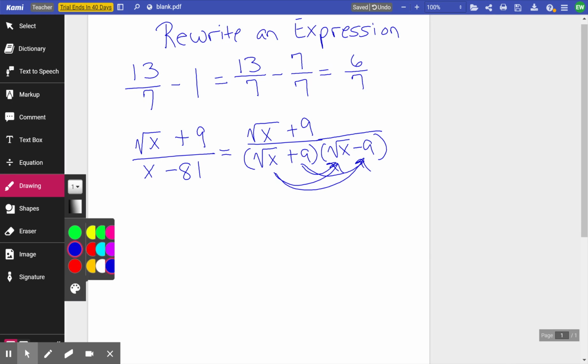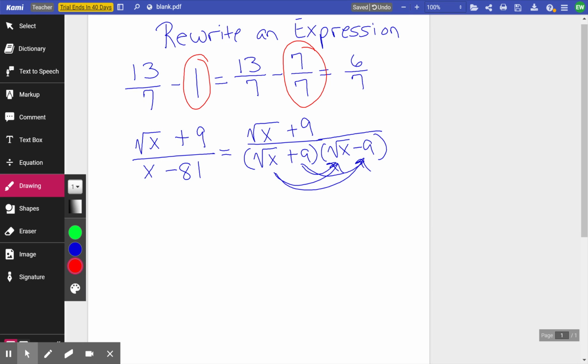So it's not like we're doing tricks here or some kind of magic. What we've basically done in this denominator is the same thing we did with the number 1. We rewrote the expression as an equivalent expression. Those of us who know how to do the distributive property, if you go back and multiply that out, you'll see that this product is the same as x minus 81.